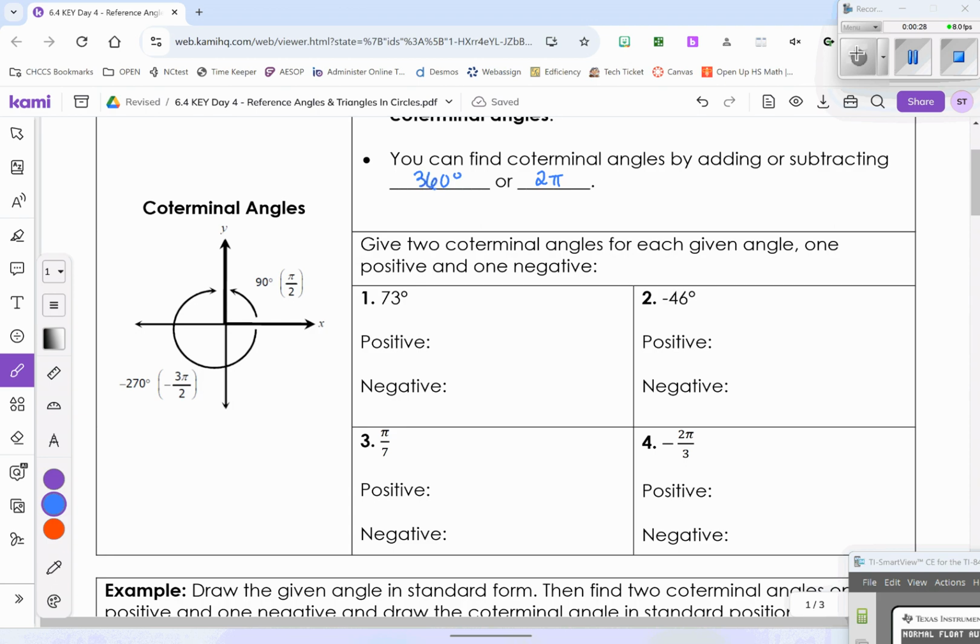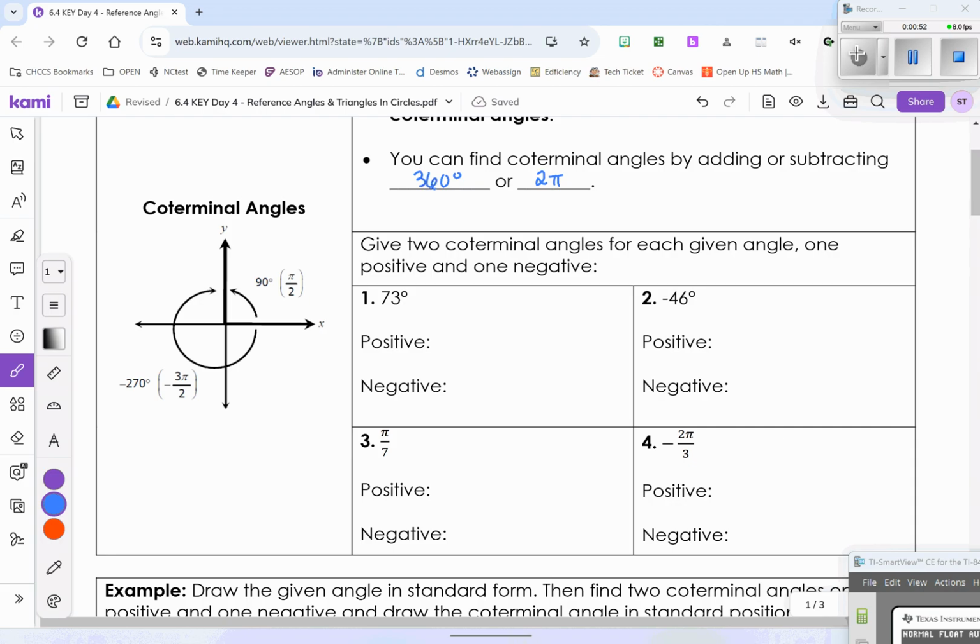So if we look over here at this picture, we can see that our initial side's on the x-axis and our terminal side is at the y-axis, which means this is a 90-degree angle. So 90 degrees is the same thing as pi over 2. So the coterminal angle would be negative 270 degrees, or if we were using radians, negative 3 pi over 2. So those are called coterminal angles because they have the same starting position and same ending position.